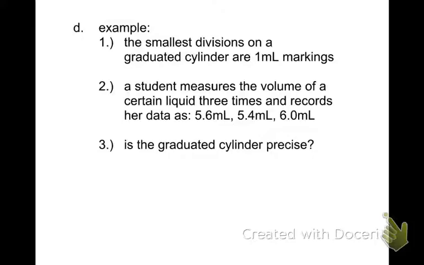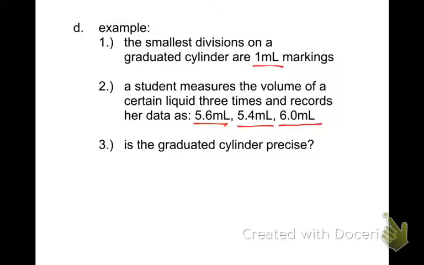So here's our example, because this can get a little confusing. The smallest divisions on a graduated cylinder are in fact 1 milliliter. A student measures the volume of a certain liquid 3 times and records her data as 5.6, 5.4, and 6.0. Is the graduated cylinder precise? The answer to this question we will get to in just a minute.